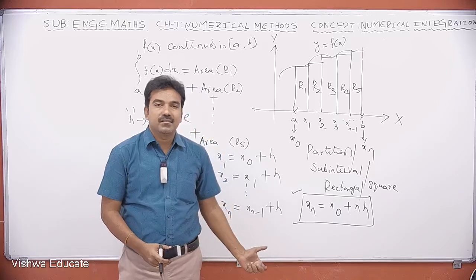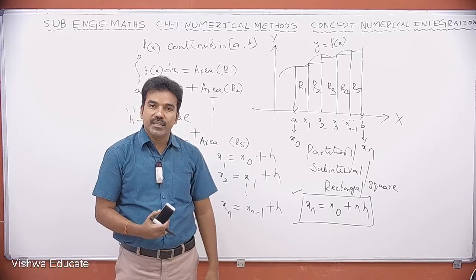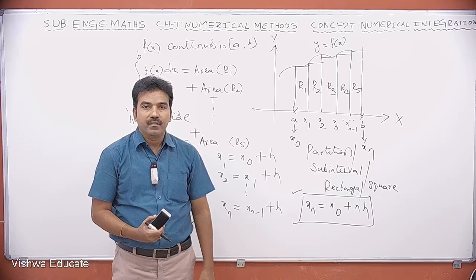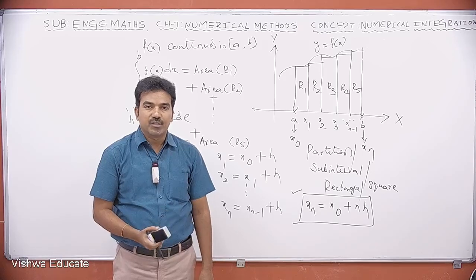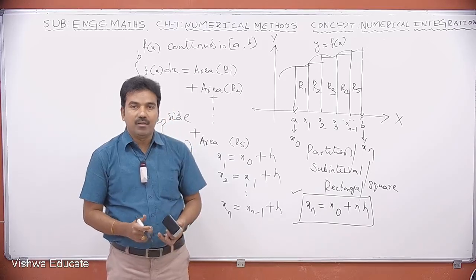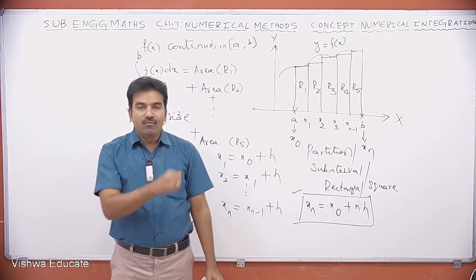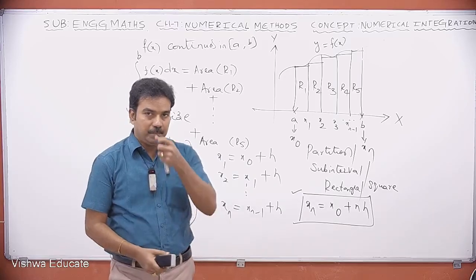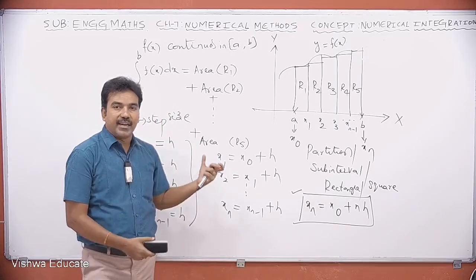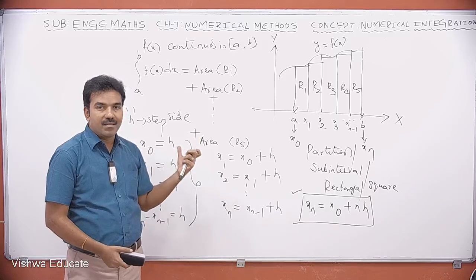And h is the difference between consecutive x values, which is called the step size. Now we discuss three iterative methods to find these numerical integrals, right?